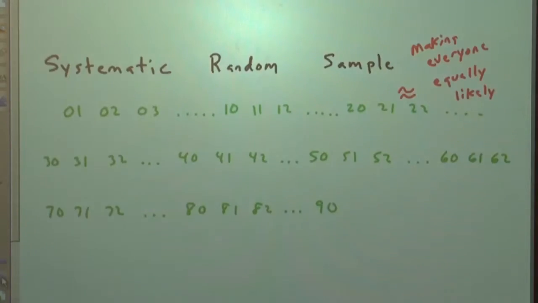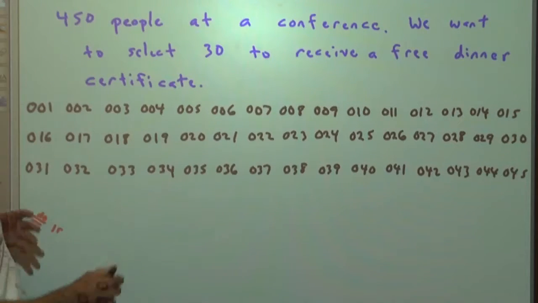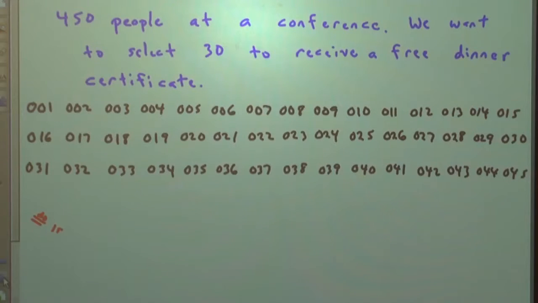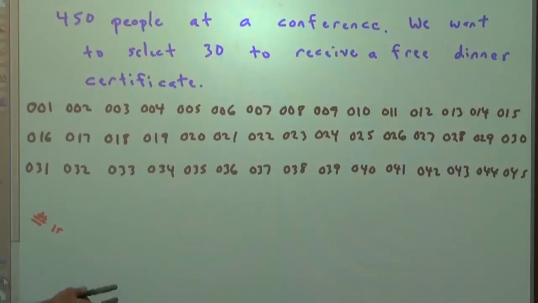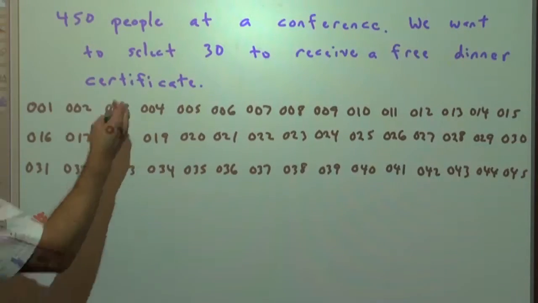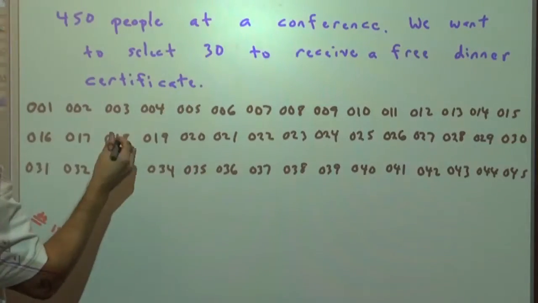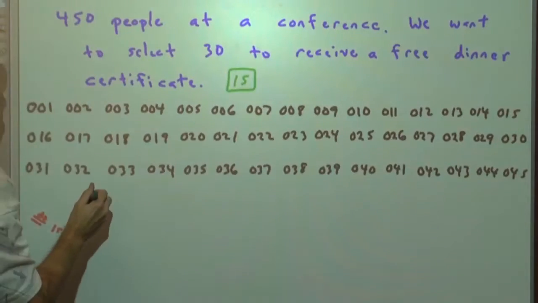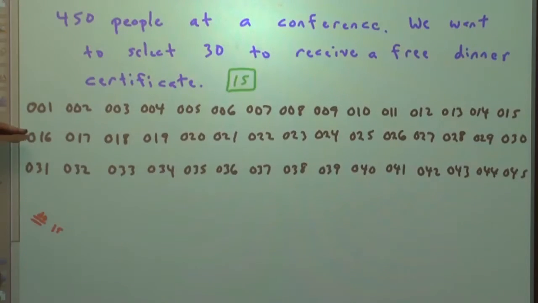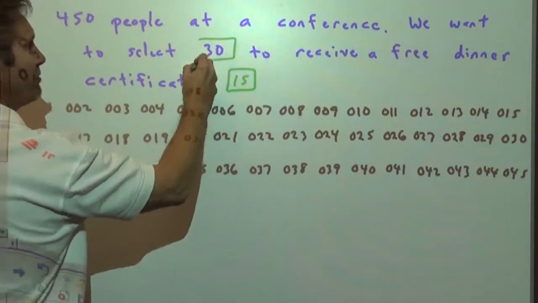So an example of that would be, let's suppose we have 450 people at a conference. We want to select 30 of them to receive a free dinner certificate. So what we're going to do is say, well, we want to choose every 15th person, because if we divide 450 by 30, the sample size, that gives us little subgroups of 15. We'd have one group of 15, another group of 15, another group of 15. We would have 30 groups of 15.